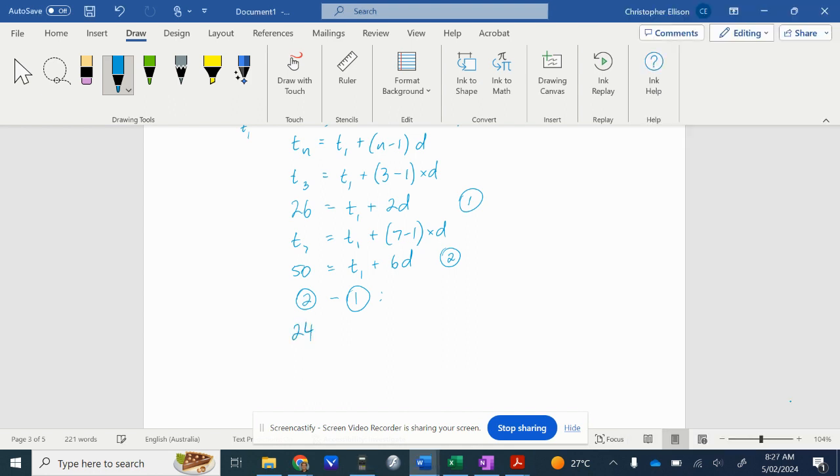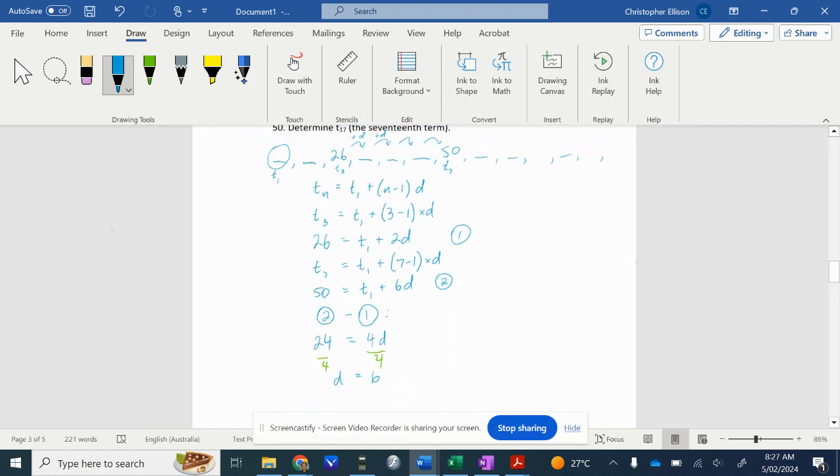So 24 is going to be on this side, so we've gone that minus that, equals T1 minus T1. Now that's why we call this the elimination method. The T1s are going to cancel out, and we're going to have then 6d minus positive 2d, which is 4d. And now it's just an equation we've got to solve. Divide both sides by 4. So d is going to be equal to 24 divided by 4, which is 6.